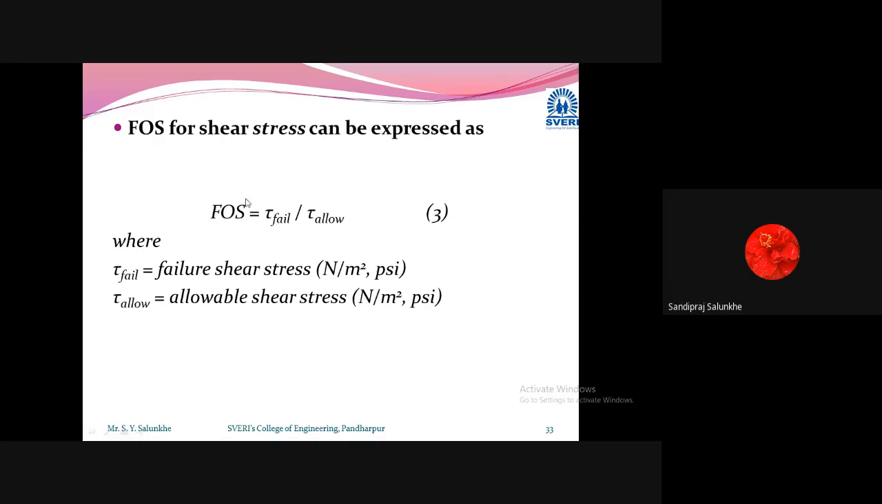So in this case, if you want to calculate the factor of safety, it will be failure shear stress divided by allowable shear stress. And this value should not become less than 1. If this value is 0.9, it means the denominator is higher, that is, the allowable stress is higher than the failure stress. So it will definitely fail, because the allowable stress is reaching the failure stress and going beyond that. So definitely this part will fail if the factor of safety value is less than 1. So this is in terms of shear stress.